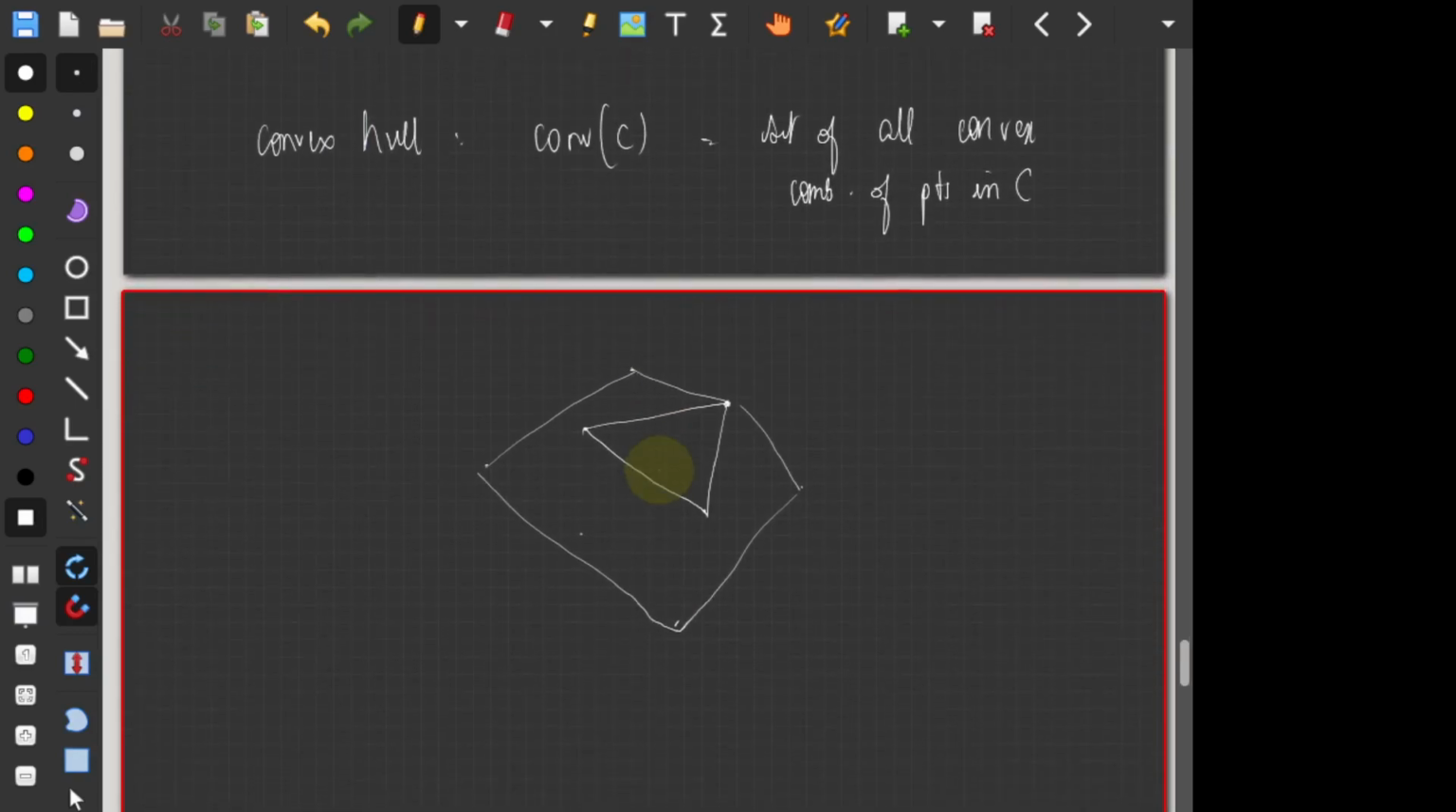Right? So one key point to note is that an affine hull is essentially going to be an unbounded set, right? Because it contains the entire straight line joining any two points. The convex hull, if you have a bounded set, is also going to be a bounded set, right?